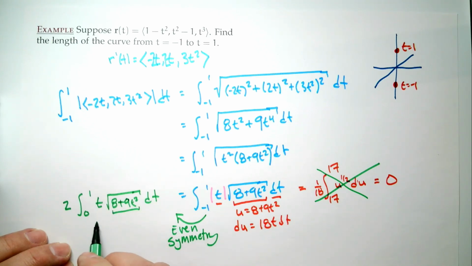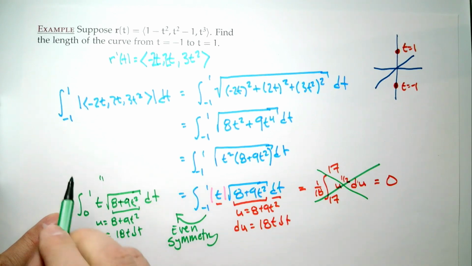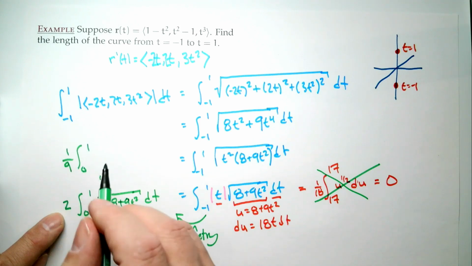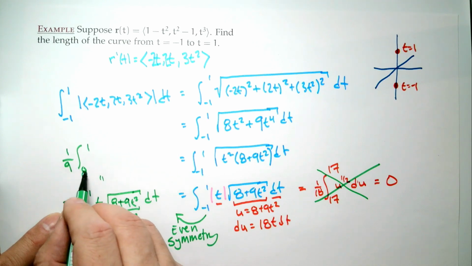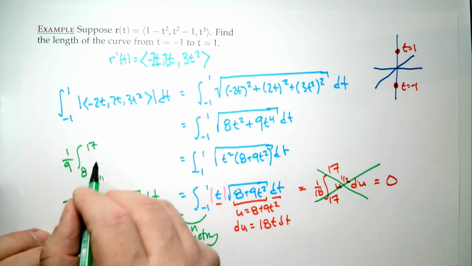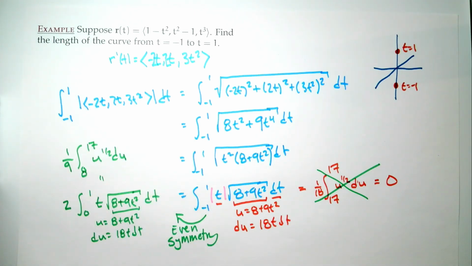So again, do the same substitution, u equals 8 plus 9t squared. du is still 18t dt. So when we do this, we're going to get a 1/18 in front. There's still the 2 there, so that becomes a 1/9 integral from 0 to 1. Oh, sorry, not 0 to 1. I forgot to update my bounds. What are my bounds? 8 to 17. Aha, no one will ever know I made a mistake. 8 to 17 of u to the 1/2. And now we don't get 0, because our bounds aren't the same.